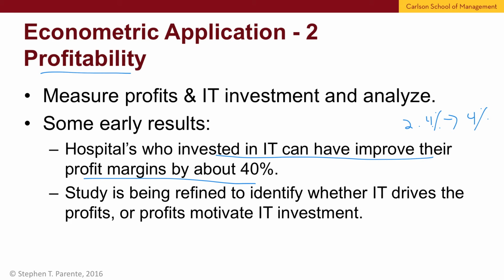So this study was refined later to see what really drove things. Well, the interesting thing about the study is what we actually saw was that it wasn't actually the hospitals who invested in IT that were doing much better. It was the hospitals that were very wealthy because they actually had a lot of assets and were able to buy IT, and that's actually what led them to be able to prove that result. So it was a reverse causality problem.